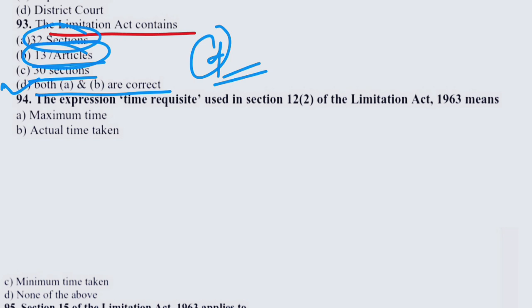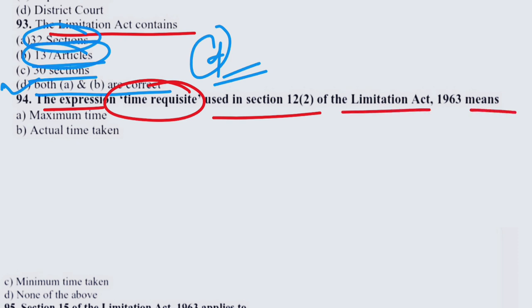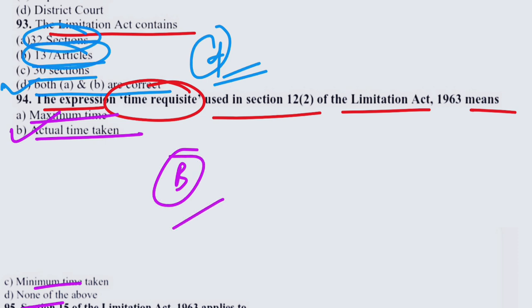Okay, so now to next question. Next question is the expression time requisite used in section 12 subsection 2 of the Limitation Act 1963 means. Options are: maximum time, actual time taken, minimum time taken, and none of the above. So in this case the correct option would be option B, that means actual time taken. Okay, so in this case option B would be the correct answer.